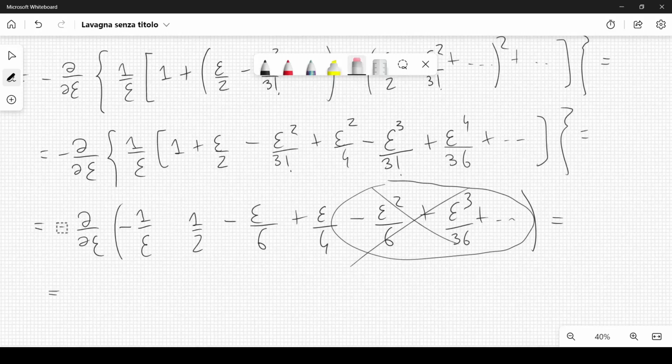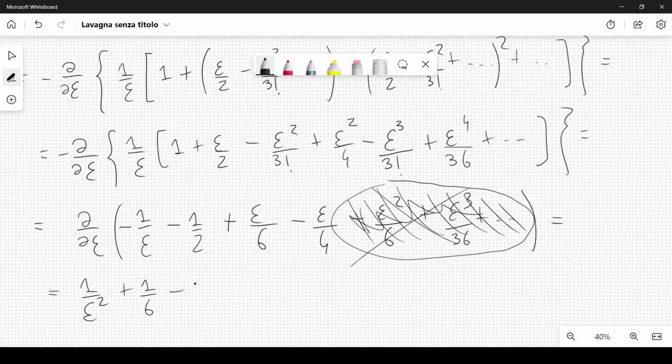Here we have minus. Here we have plus, and here we have minus. And all these terms here will just cancel. Okay. So we get 1 over epsilon squared, and then we get plus 1 over 6 minus 1 over 4. And then this will be 1 over epsilon squared minus 1 over 12.